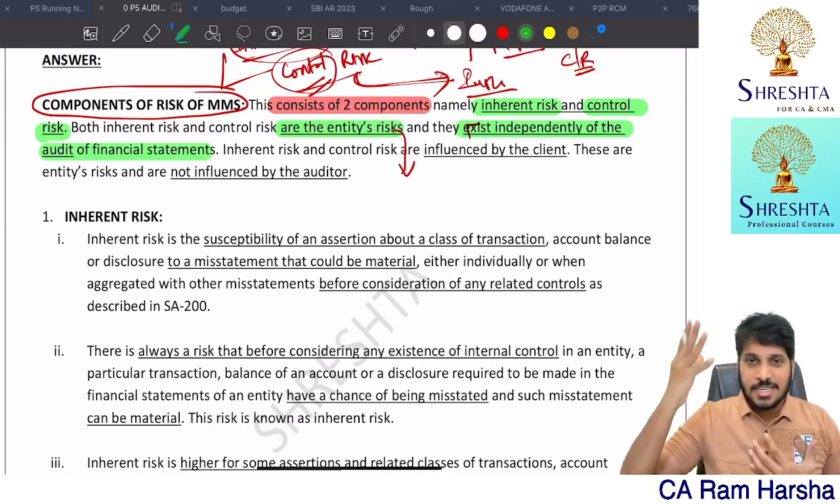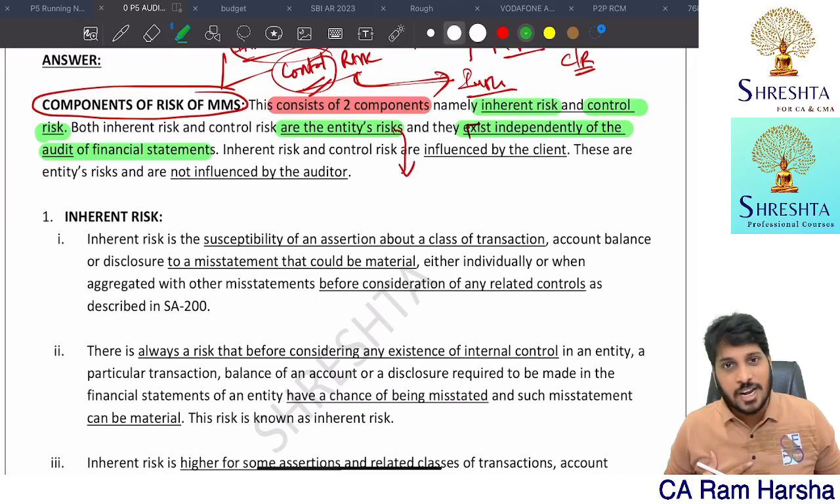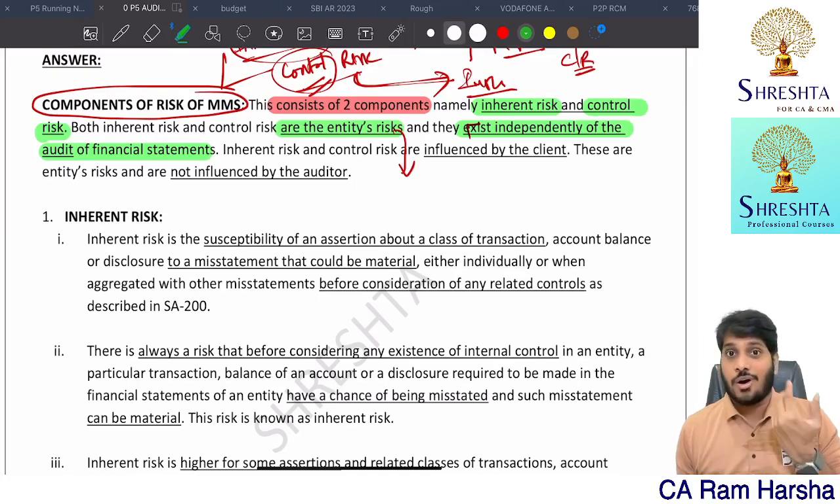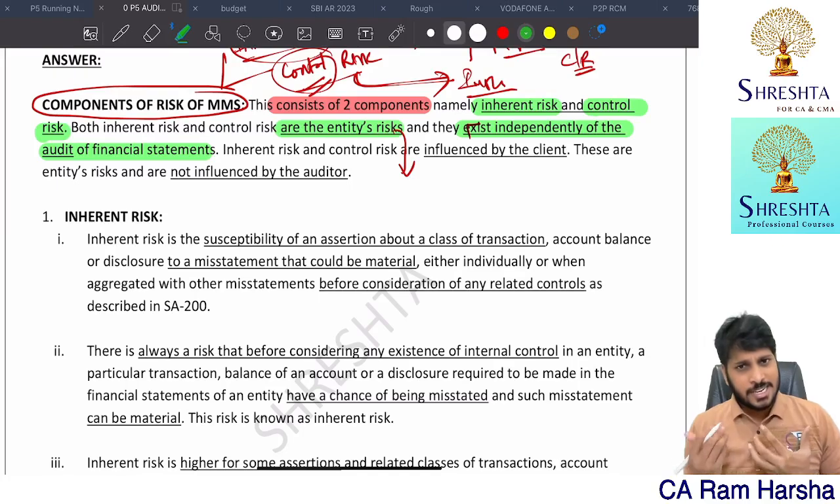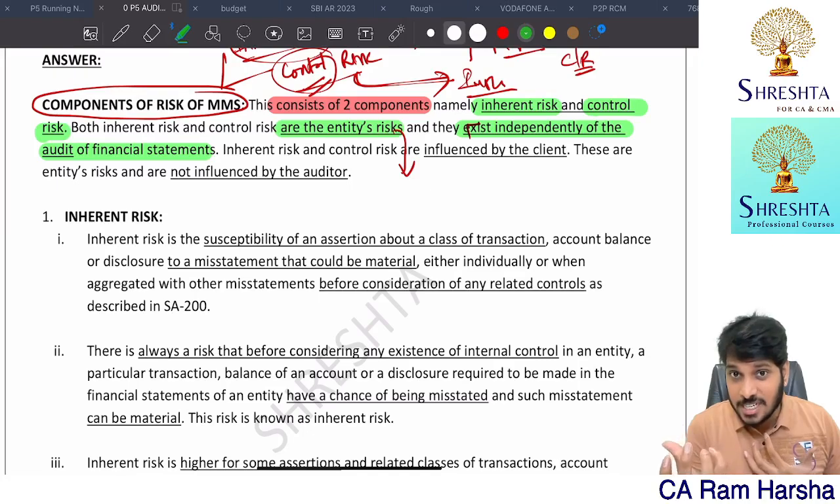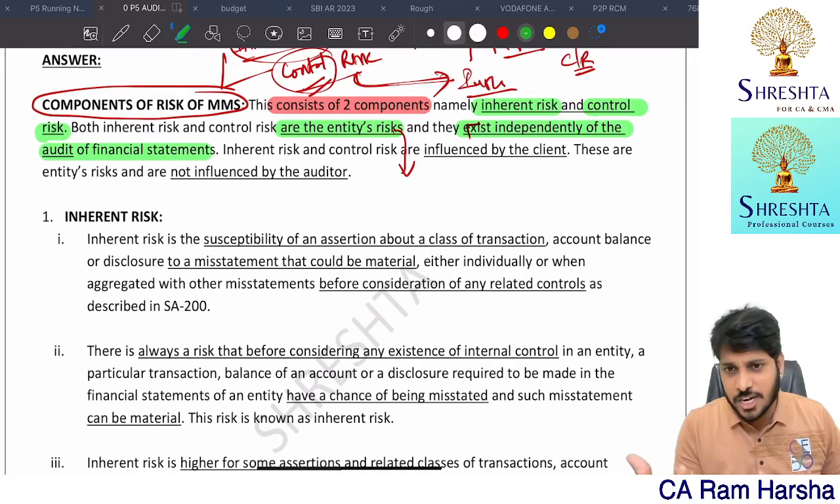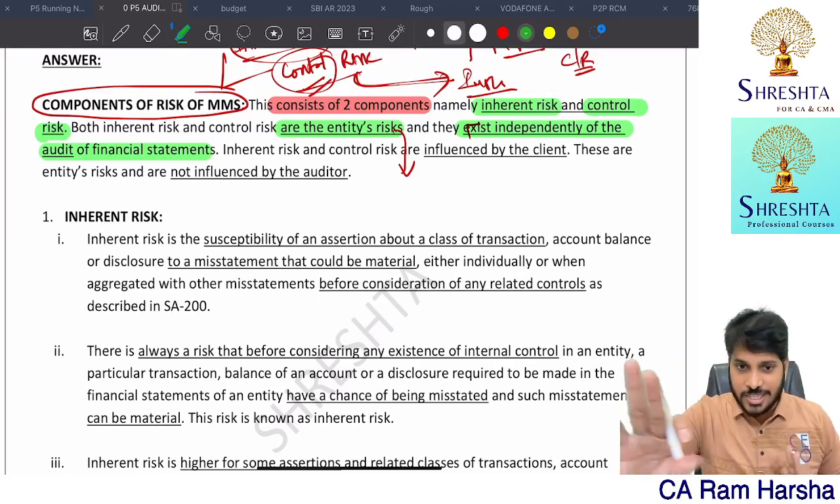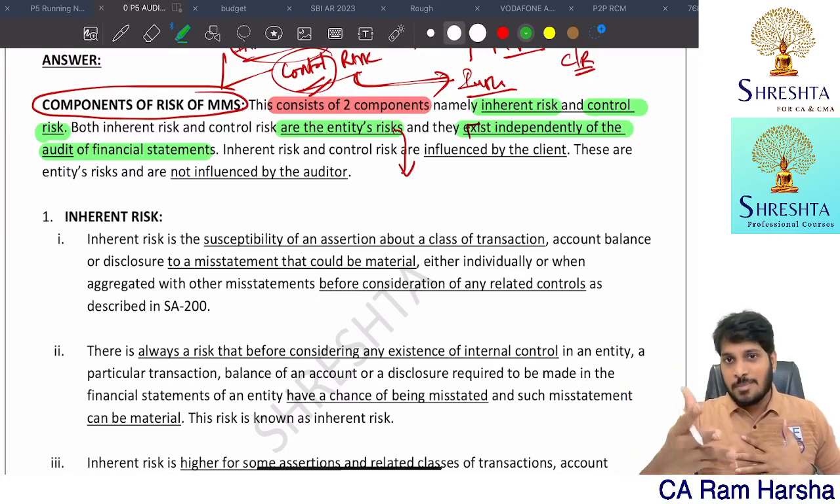CCTV camera and all, if the auditor is doing audit of financials, do you think the CCTV camera works properly? There is no link, right? But detection risk is in whose control? Auditor's control. Detection risk means how I can identify material misstatements. My ability to identify material misstatements is called detection risk, which is in the hands of the auditor. Detection risk alone we can control and influence, but control risk we can't. Inherent risk and all we can't control.